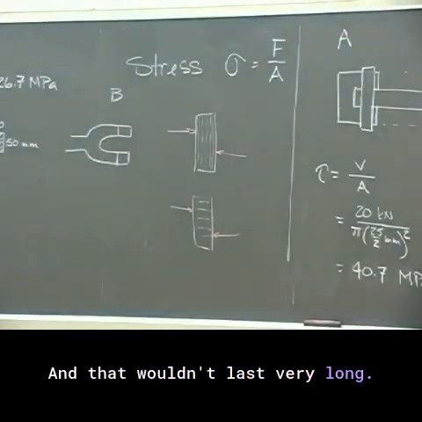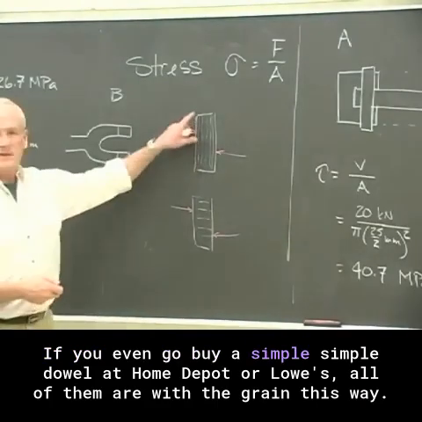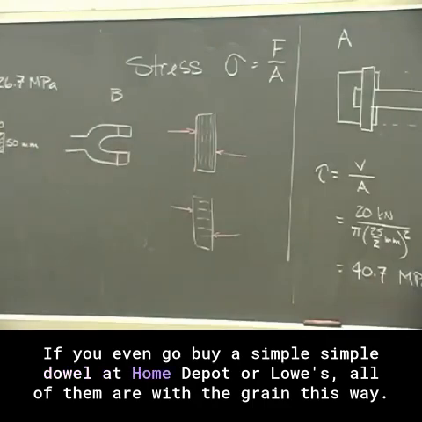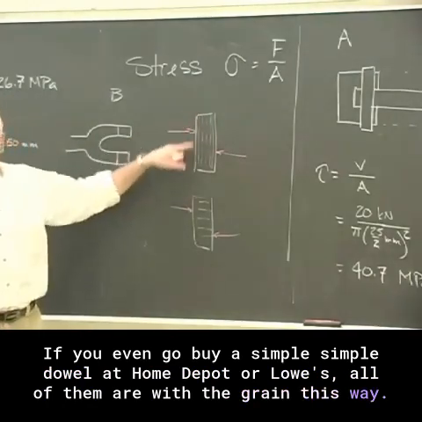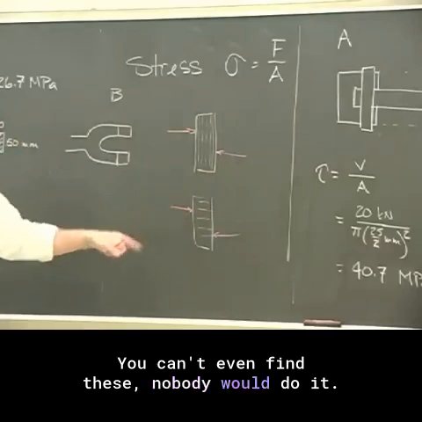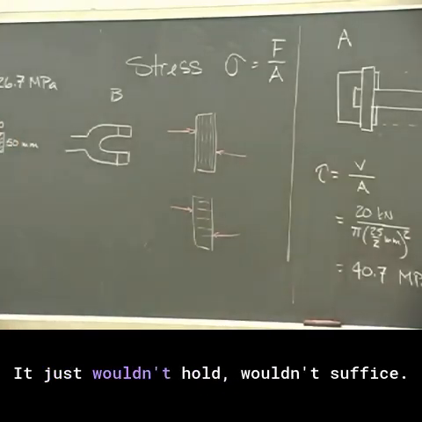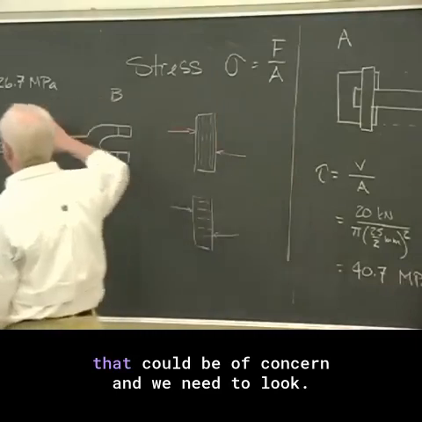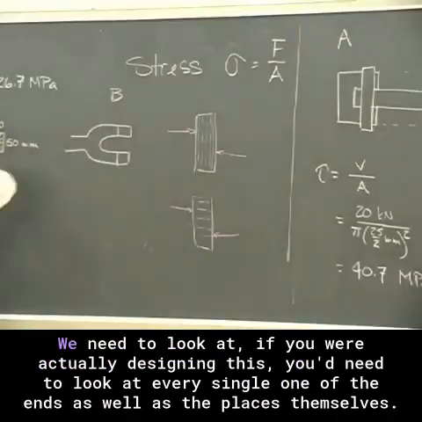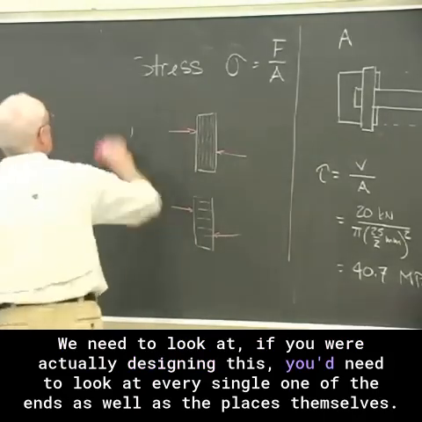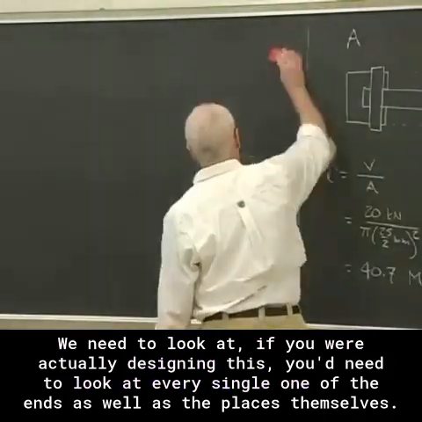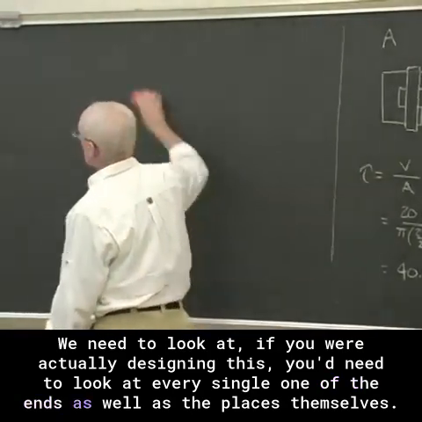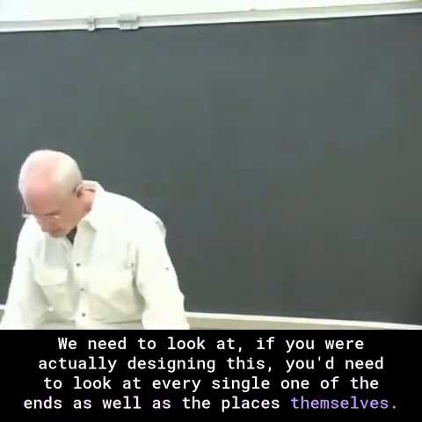That wouldn't last very long. If you even go buy a simple dowel at Home Depot or Lowe's, all of them are with the grain this way. You can't even find a piece otherwise. Nobody would do it. It just wouldn't hold. All right, any questions? There's other places that could be of concern. If you were actually designing this, you need to look at every single one of the ends as well as the places themselves.